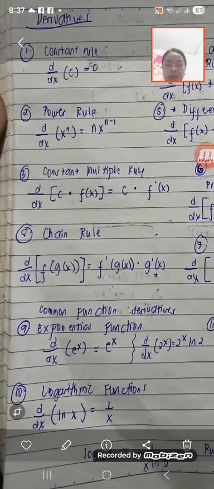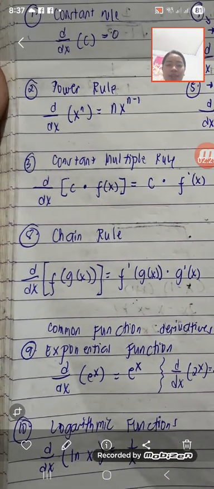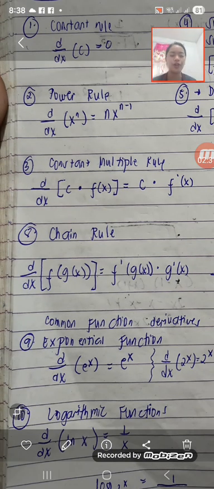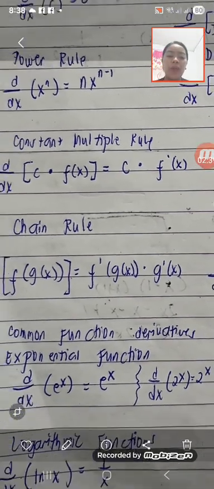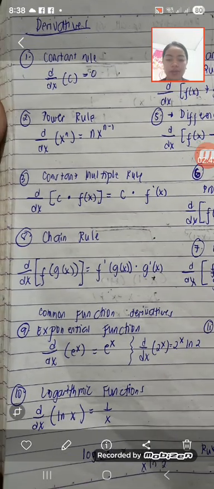Next one is chain rule. Of course, this is the easy part. In chain rule, you just need to get the derivative of the outer function first, and after getting the derivative of the outer function, you just need to multiply once. Always remember that you just need to multiply once the derivative of the inside function.